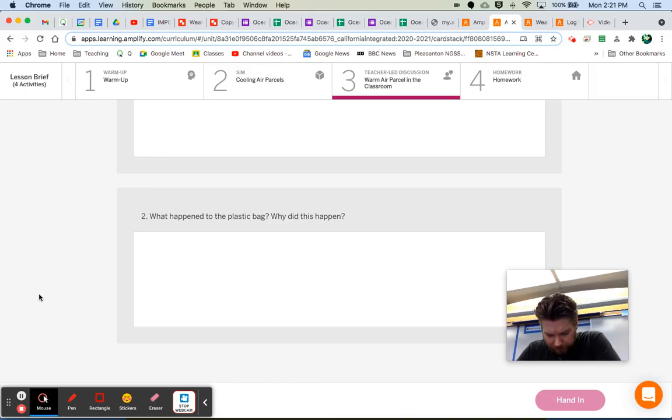So why did this happen? We don't need to get into details of density at this point, but you could look that up. We could talk more about density if you wanted to and get into more description. All we really need to know at this point is that it rose to the ceiling because it was hotter than the surrounding air. Let's click on the homework.